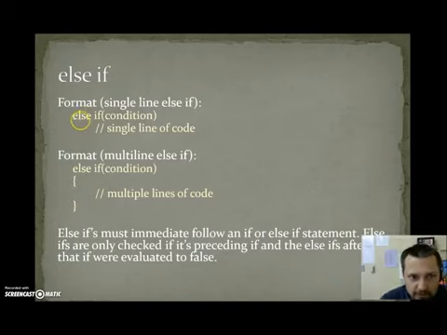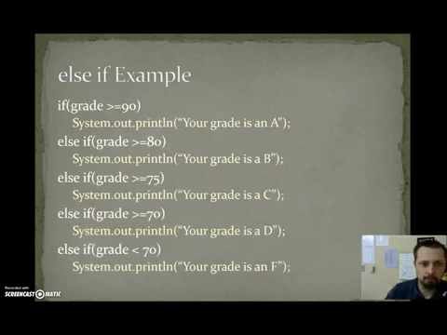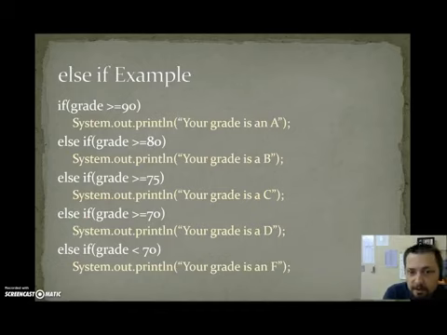The format for an else if is else if, parenthesis, condition, parenthesis, and then you can put a single line of code below that. Or if you want multiple lines of code, it is else if, parenthesis, condition, parenthesis, followed by a block of code. Let's see an example. This is the same example we looked at earlier, but I've changed the second, third, fourth, and fifth if to be else ifs, so I can see if it behaves any differently and how so.